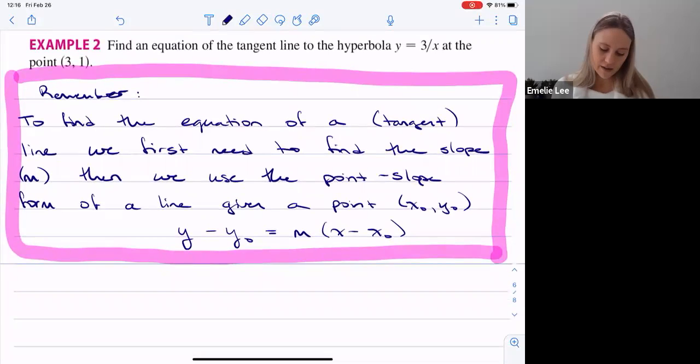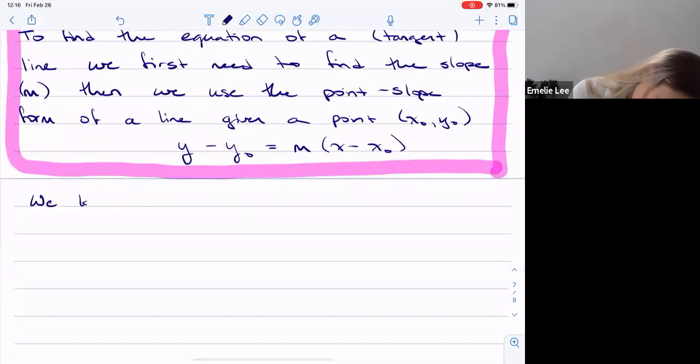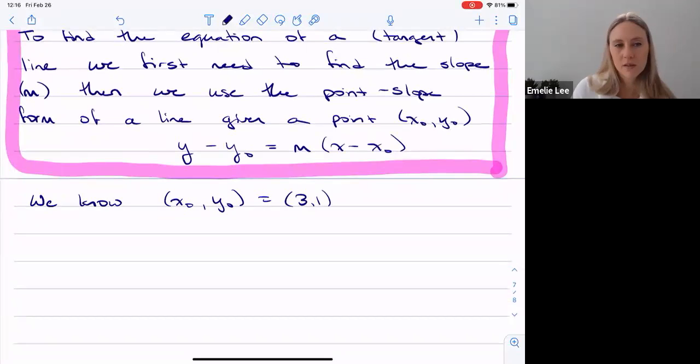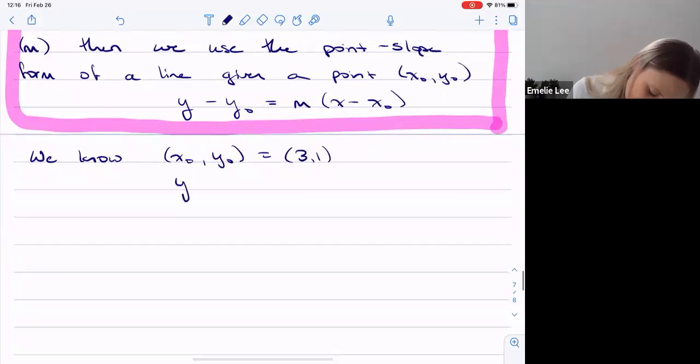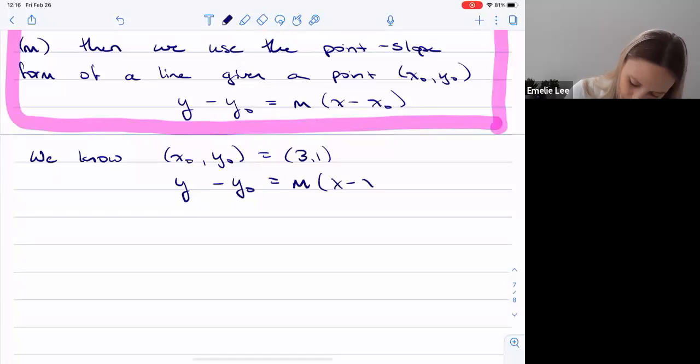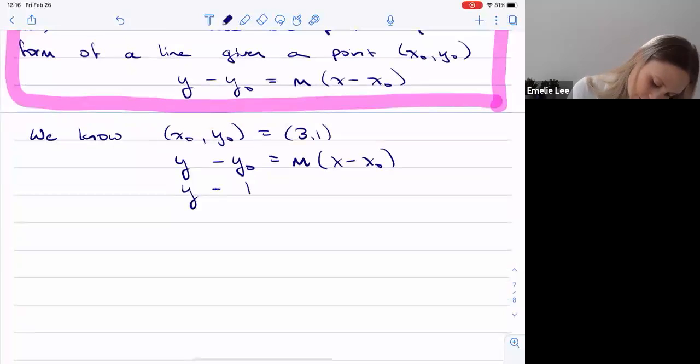So, all right. So we already know x naught, y naught, it's 3, 1. That's the point that we're interested in, right? And so I could start here. Okay. So x naught, y naught in this case is going to be 3, 1. Okay. So I can substitute those in to see what I need to find next. So y minus, and I should do the bare bones formula first, m times x minus x naught. Y minus 1 is m times x minus 3.